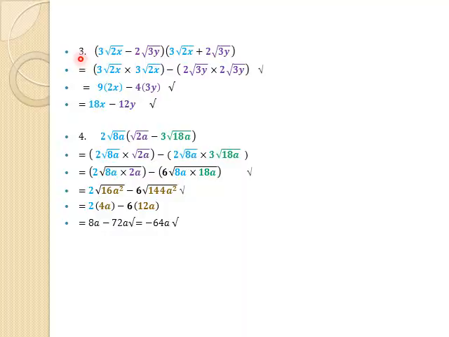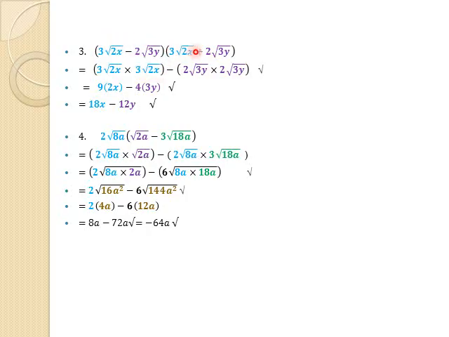In problem number 3, I have in one bracket 3 square root 2x minus 2 square root 3y. Next one, 3 square root 2x plus 2 square root 3y. My brackets contain the same terms, see there in blue and purple, but one is positive and one negative. Straight out we're just testing difference of two squares, meaning I multiply first term with first term and then last term with last term. So 3 square root 2x times 3 square root 2x.